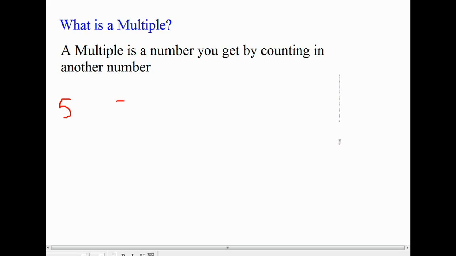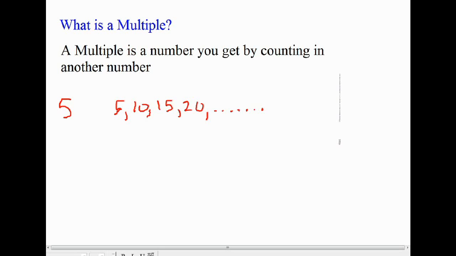So if we count in 5s, we get 5, 10, 15, 20, and so on. Now, unlike factors, with multiples, we can go on forever. Factors, there are a limited number of factors for every number. But multiples, there is no limit to the number of multiples that we have.